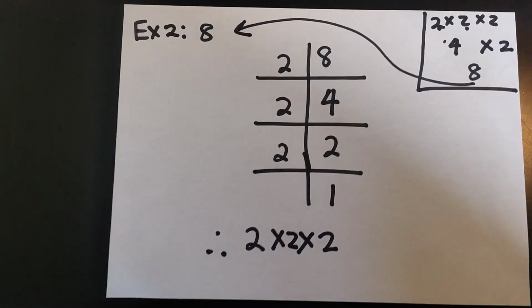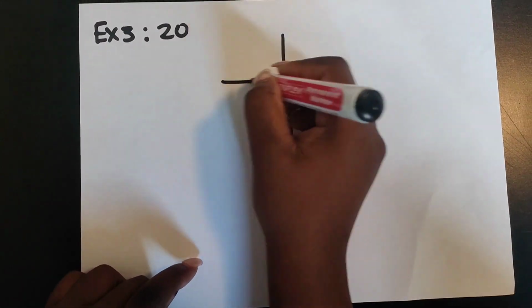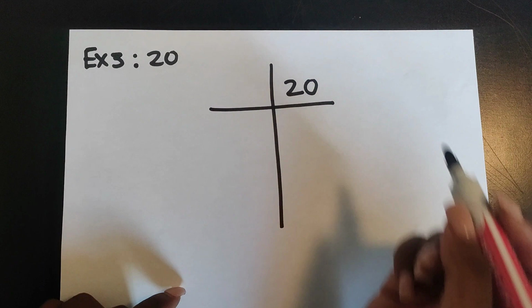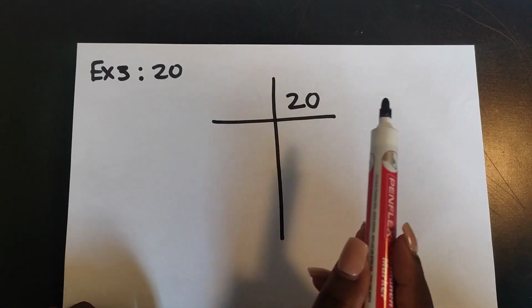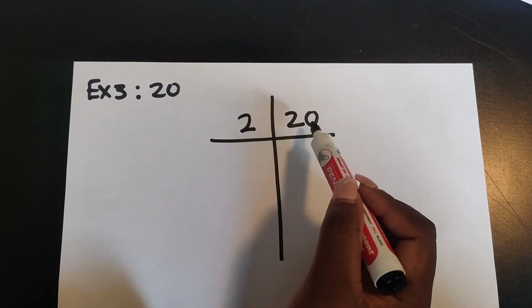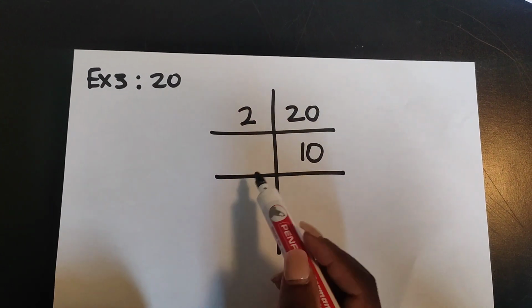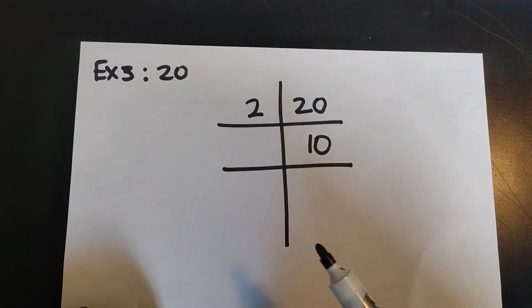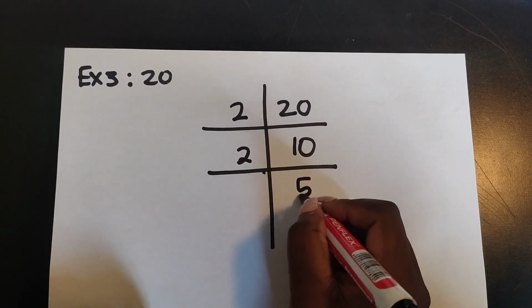So that is correct. Now we're going to do our third example, which is 20. Like previously, just write down your step ladder. What's the lowest number that divides 20 without a remainder? Remember, it's not 1. So you start with 2. So 20 divided by 2 is 10. Another step ladder. What's the lowest number that divides 10 without a remainder? It is 2. 10 divided by 2 is 5.